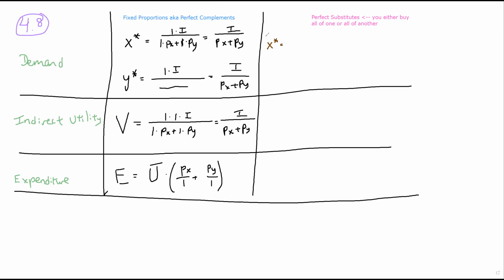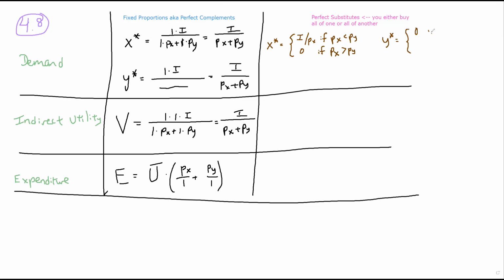I've done it in a way that is a little weird on the cheat sheet, but it was the best way I could try to combine it into one small cell. So I'm going to write it in this way. X star is I over px if the price of x is less than the price of y, and it's 0 if the price of x is greater than the price of y. And then y star is kind of the other way around.